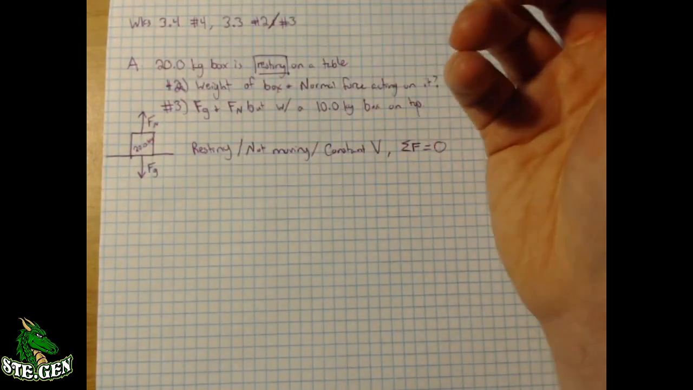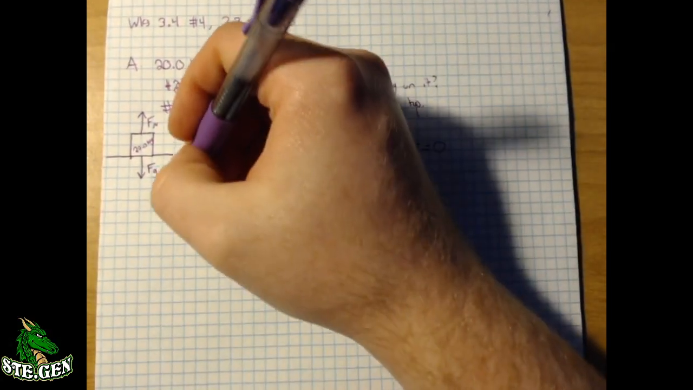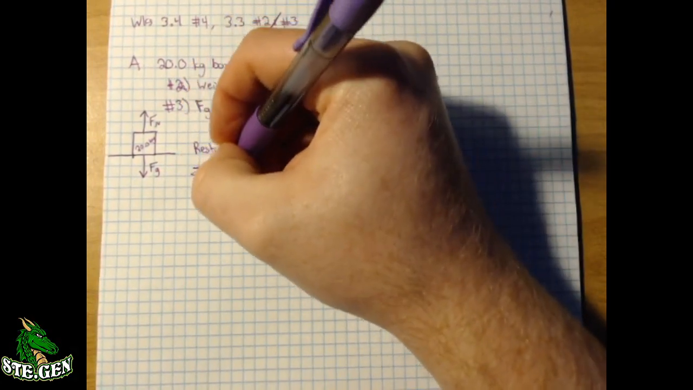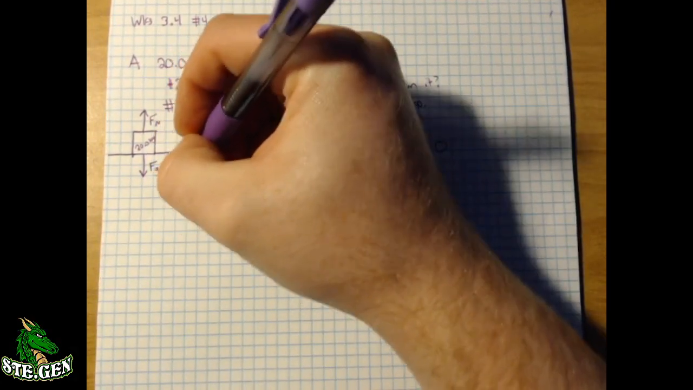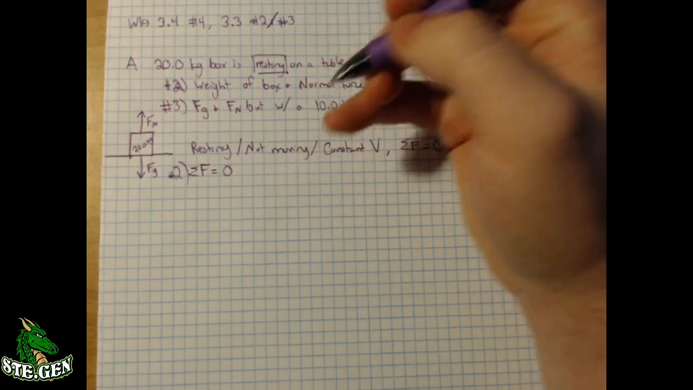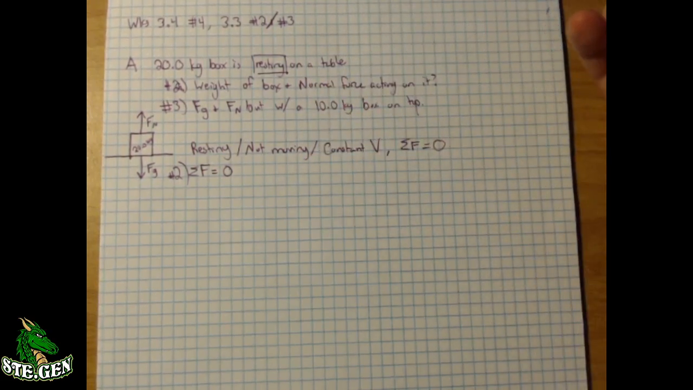So that's it. That's my 2 forces. And I know that the sum of these forces has to be 0. This is for number 2 here. The sum of these forces has to be equal to 0. Of these 2 forces, I know how to find one of them, and I can use that to find the other one.